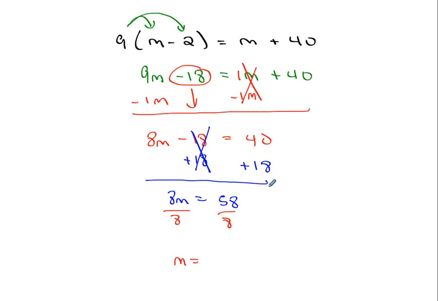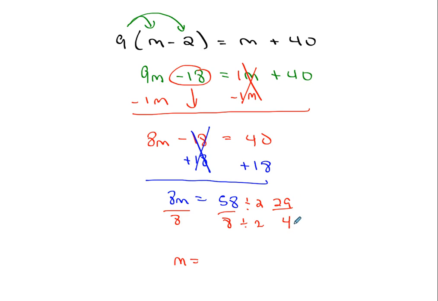M equals, again, I'm going to allow you to leave these as improper fractions, but just simplify it all the way. What can I divide 58 and 8 by? You could divide both of them by 2. 58 divided by 2 is 29. 8 divided by 2 is 4.